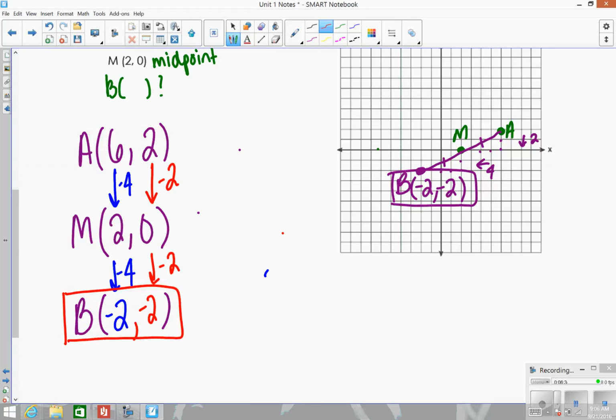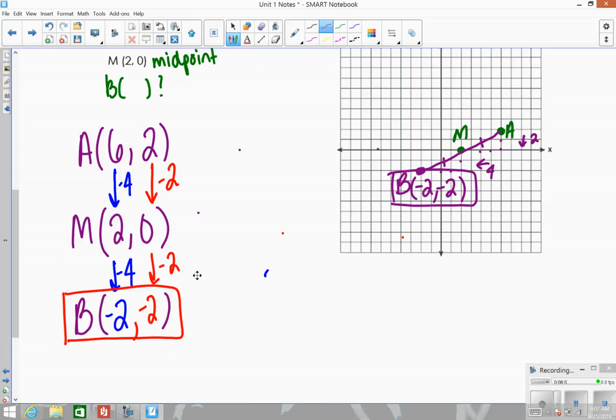If you look at your picture over here on the graph, we went down 2, left 4. Same thing, same numbers. Down 2 meant subtract 2 from the Y's. Left 4 meant subtract 4 from the X's. It's the same numbers both times because you have to make that distance the same on either side. So either way will work.